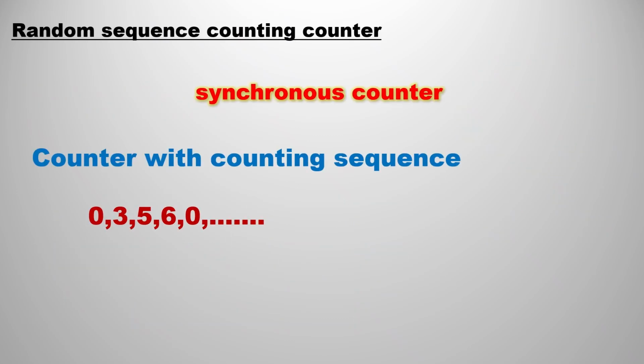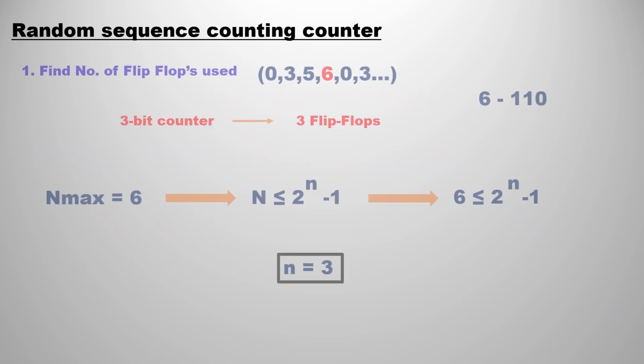So in this video we are going to design the synchronous counter with counting sequence 0, 3, 5, 6, and again it repeats the sequence, 0, 3, 5, 6, again 0, 3, 5, 6, like that it continues. I took some random sequence, so with the help of this example you can take your own examples and try them out on your own.